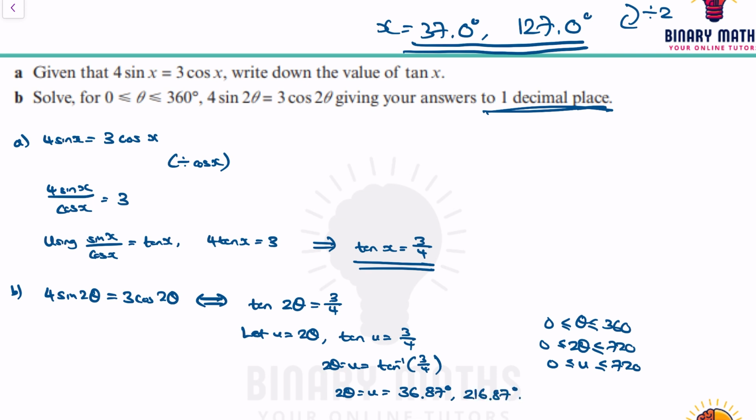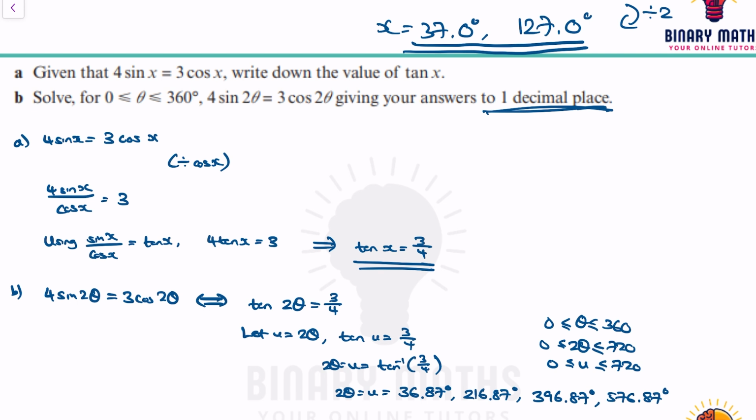216.87 degrees. Remember, the range is between 0 and 720, so keep adding 180 until you can't, until it's outside the range. So when you add 180 to 216.87, you get 396.87 degrees. If you add another 180, you get 576.87. If you add 180 again, it's going to go outside the range, so that is it. You've got 4 values. Now, that's 2 theta.